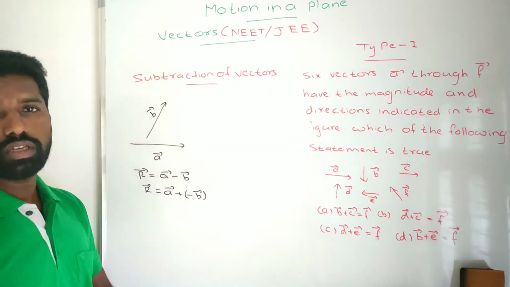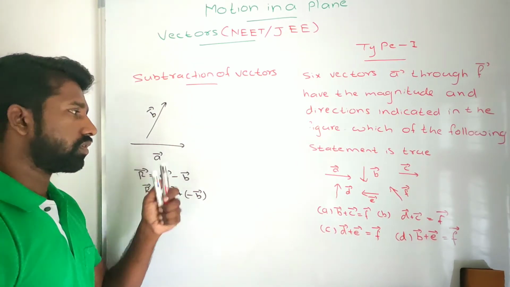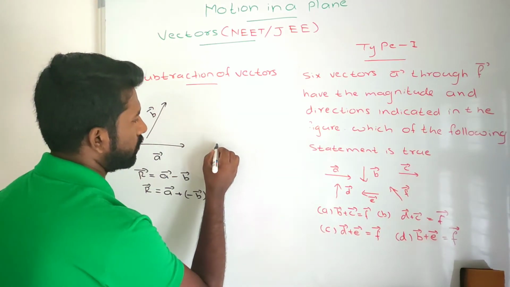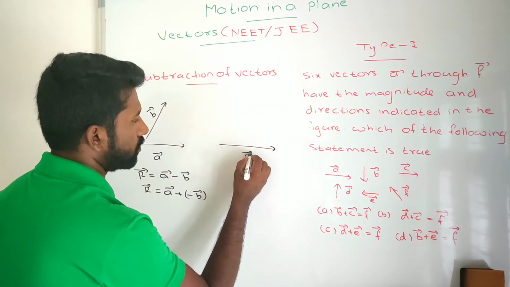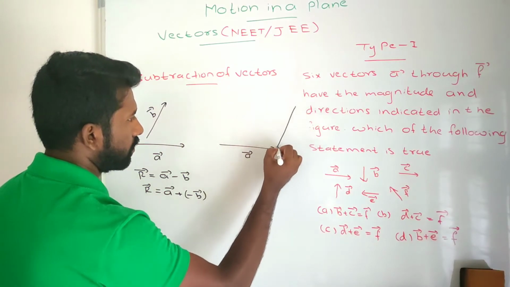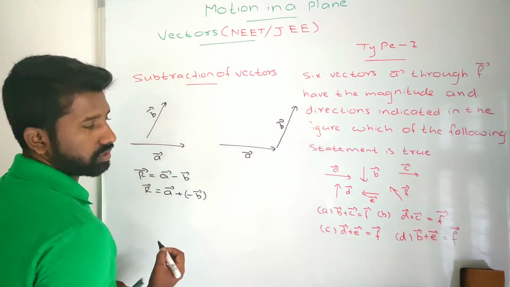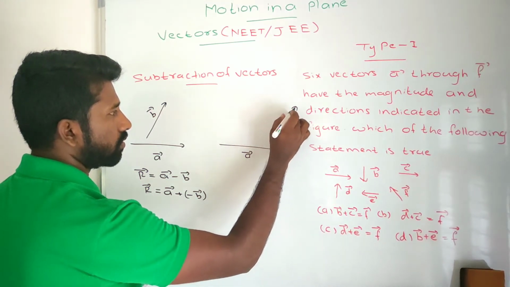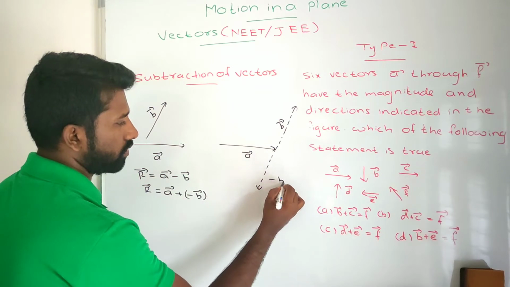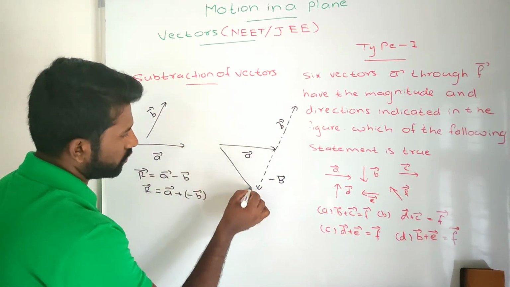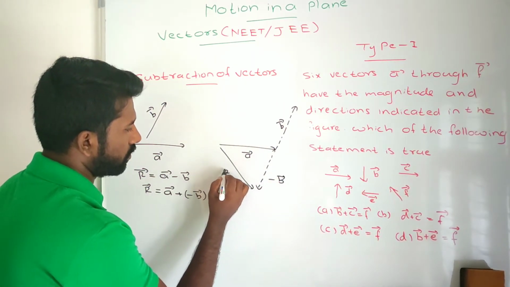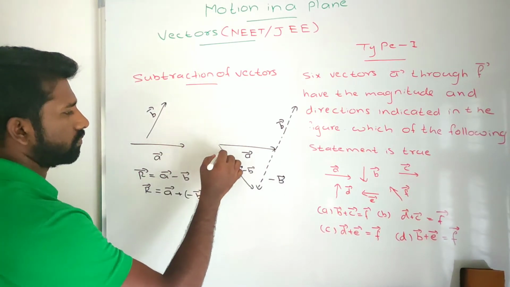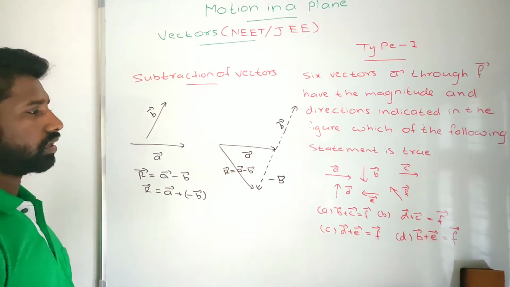Then you can use the triangular law or parallelogram law for adding two vectors. If you apply the triangular law, how can you apply it? Based on the triangular law, this is the A vector and the B vector you have to place in the same order. So like this. The negative vector is in the opposite direction but along the same line. This is the minus B vector. Then the closing side is the resultant. This R is the resultant, that is A minus B. Clear? This is the way we can apply the triangular law.